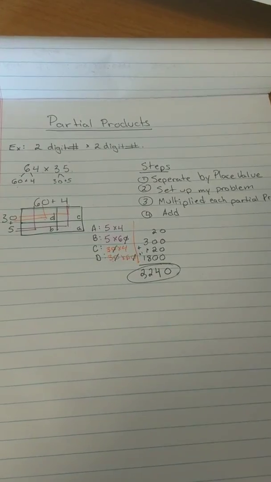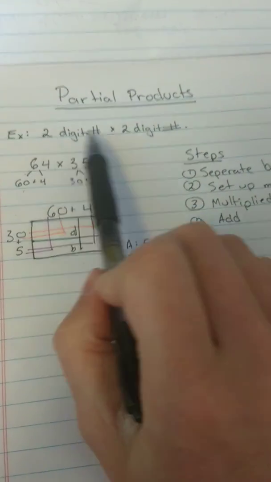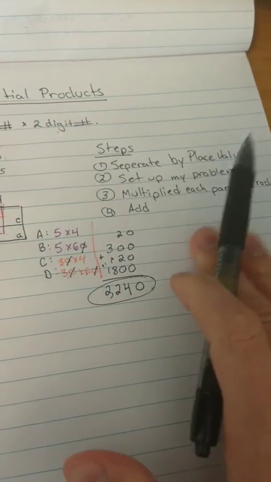But some of you might have a question on what happens if one of my digits is a 3-digit number. So let's do that real quick. Keep in mind our rules over here.